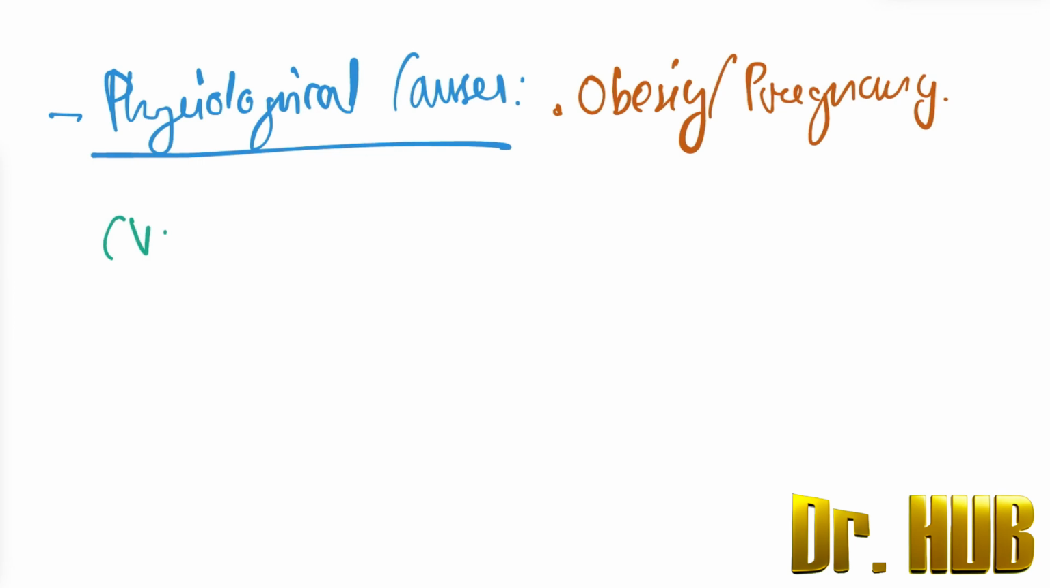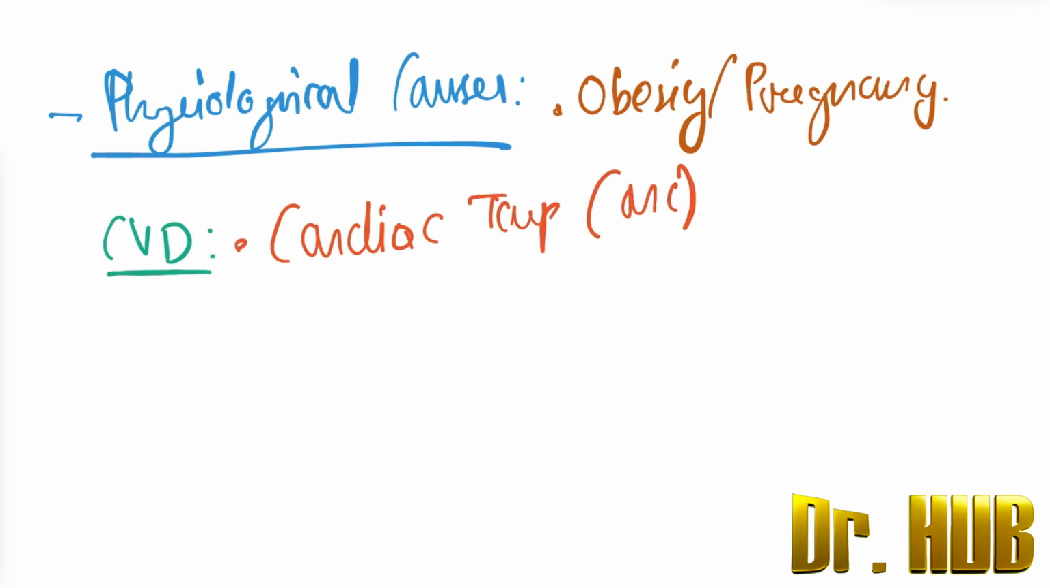Next, we look at the cardiovascular diseases. What are the cardiovascular causes? It includes cardiac tamponade. So in cardiovascular causes, there is cardiac tamponade, and cardiac tamponade is the most common cause.